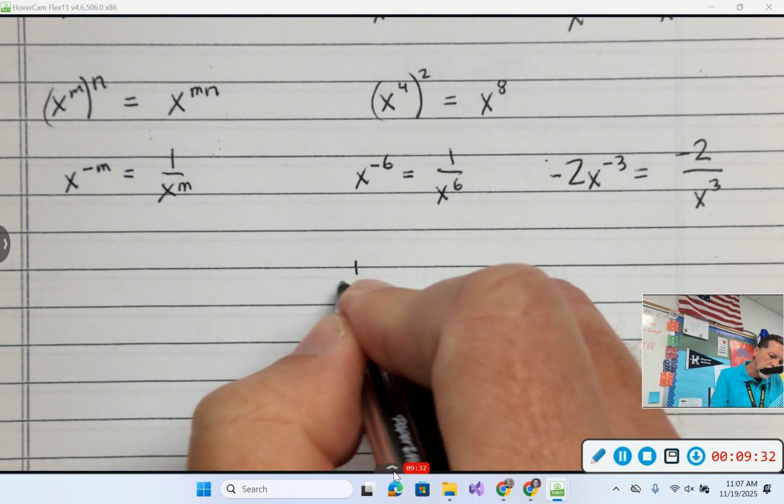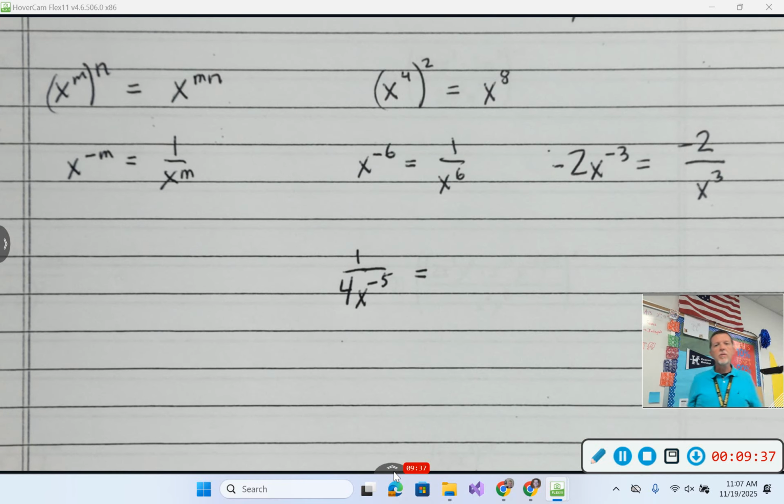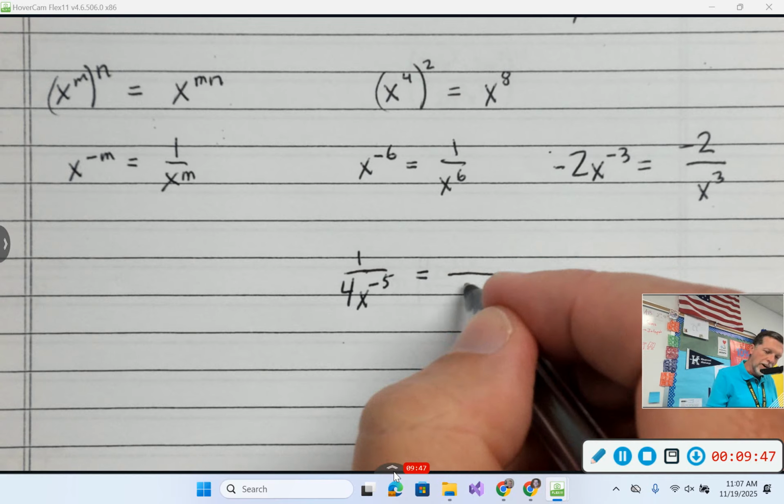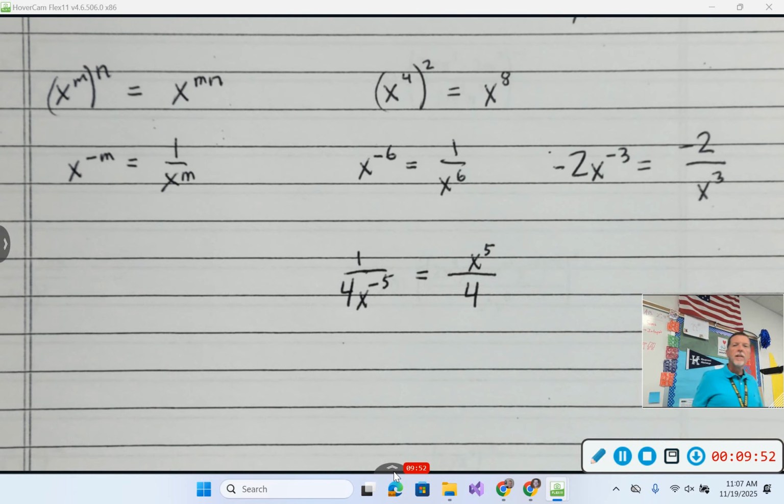Some more along those lines. How about 1 over 4x to the negative 5? Where does the 4 go? Nowhere. Where does x to the 5 go? To the top. So negative exponent flips, but if it doesn't have the negative exponent, don't send it anywhere. It stays where it is. As a negative exponent, you send it to the other side. Correct. If it has a negative exponent, you can just move it to the other side of the fraction bar. Up, down, whichever.